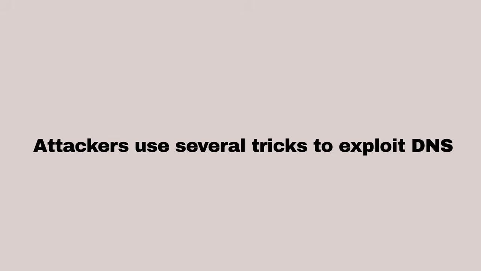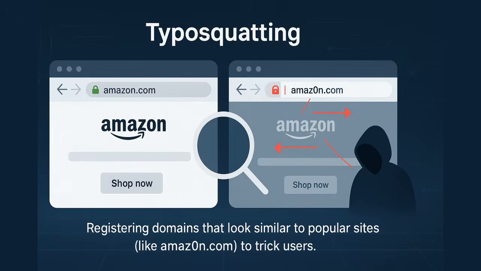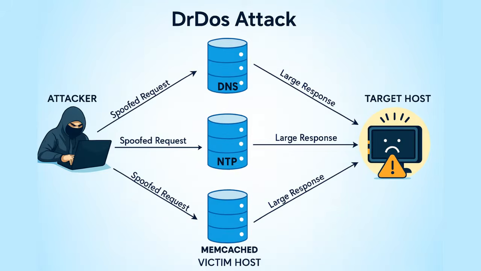Here are different types of DNS attacks. Attackers use several tricks to exploit DNS. You have typo squatting. This is where you're registering domains that look similar to popular sites like amaz0n.com to trick users. And then you have your DDoS attack. This amplifies traffic by sending requests with the victim's IP address as the source to multiple legitimate servers. These servers then send their large responses back to the victim, overwhelming the victim's network. It combines reflection using a third-party server and amplification, increasing traffic size to make the attack more powerful. Common protocols abused for DDoS include DNS, NTP, and Memcache.